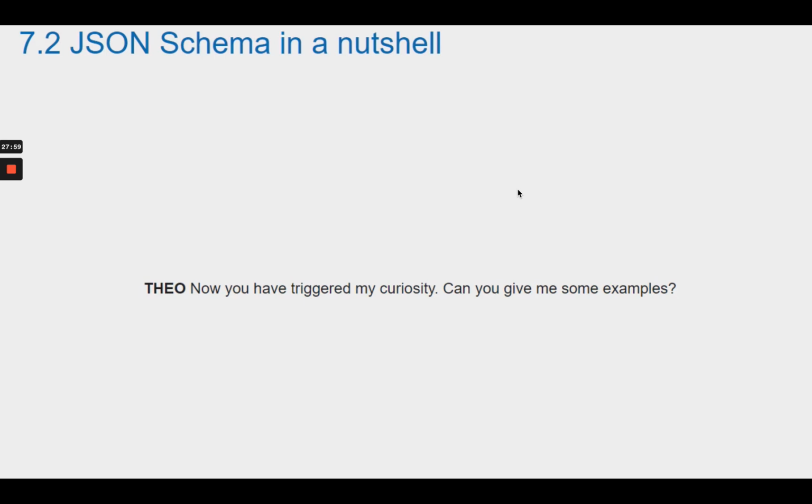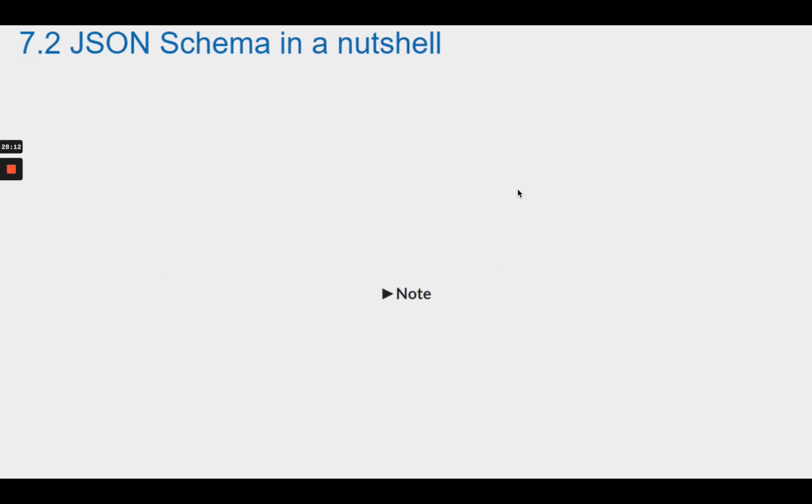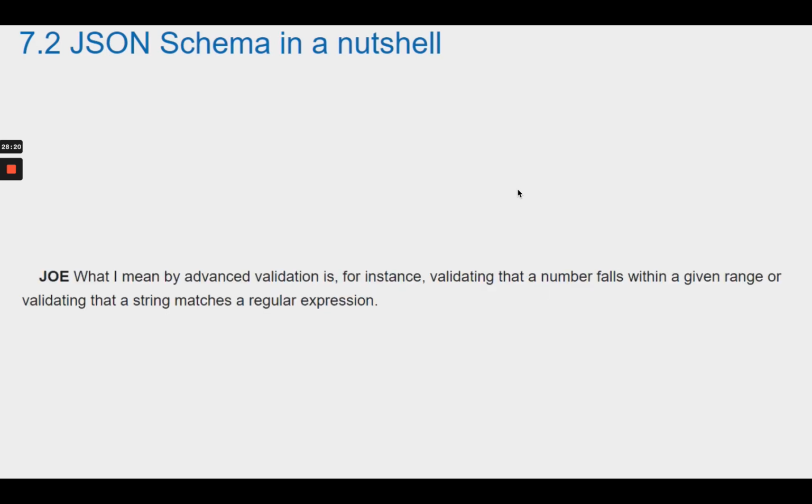Theo: Now you have triggered my curiosity. Can you give me some examples? Joe: In a moment we'll talk about schema composition. Someday I'll show you some examples of advanced validation. Note: advanced validation is covered in Chapter 12. Theo: What kind of advanced validation?